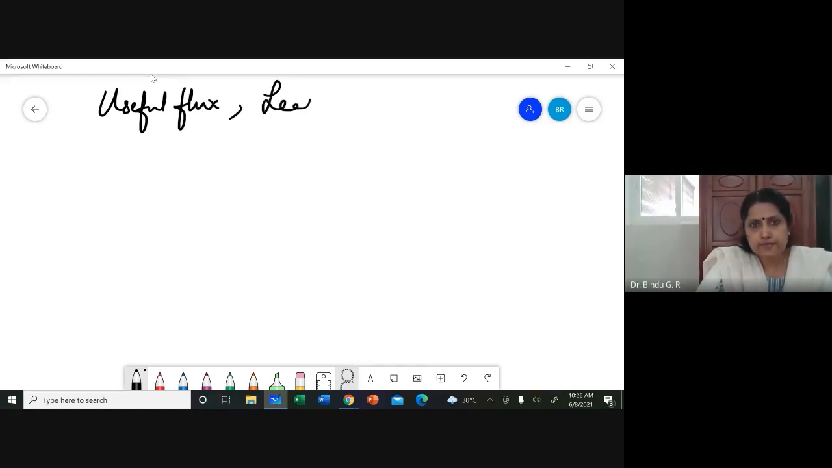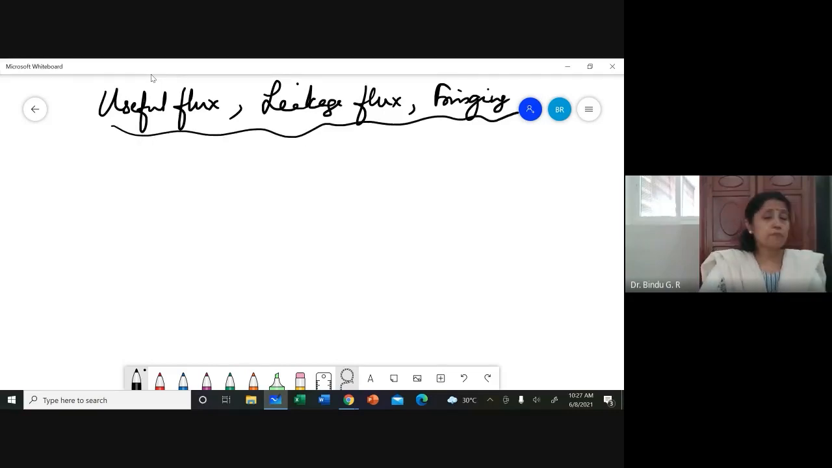Second is leakage flux. And the third is fringing. Now, these three points have not been discussed or mentioned in your syllabus, but I feel that you should know this. Only then the study of magnetic circuits will be complete.